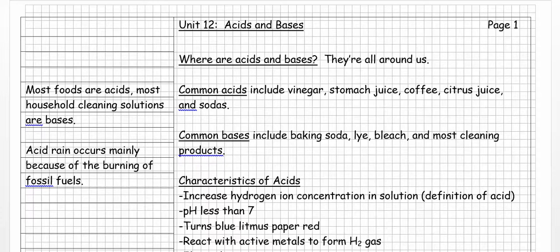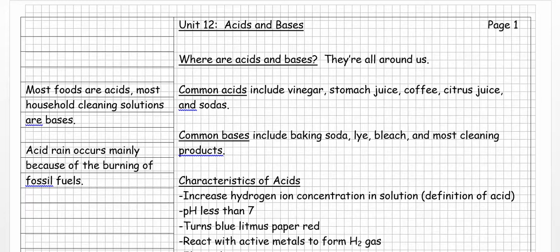So here we go, Unit 12, acids and bases. Let's start with the question of where acids and bases are. And the answer is they're everywhere. They're all around us. In fact, as we're going to see in just a moment, they're in us. We don't have to go outside of our bodies to find acids and bases. They're in our bodies. Some common acids include things like vinegar, stomach juice or stomach acid, coffee, citrus juice, and sodas.